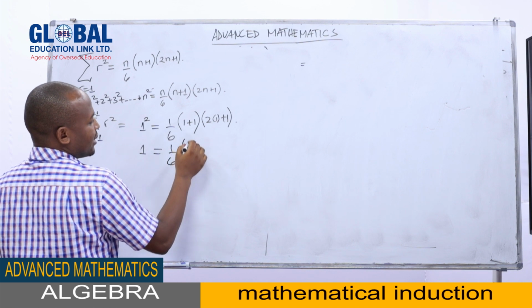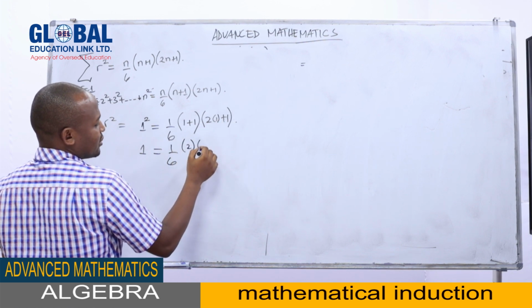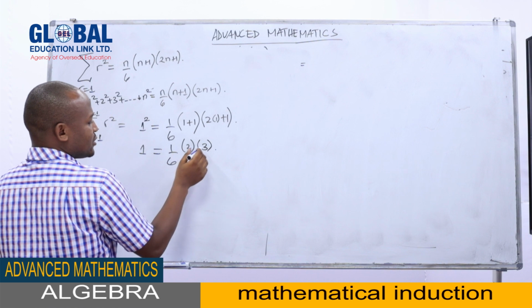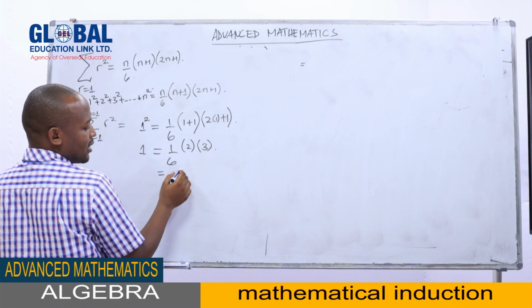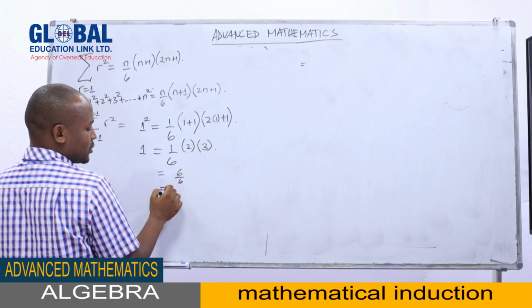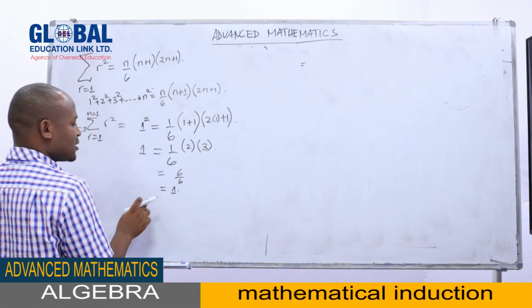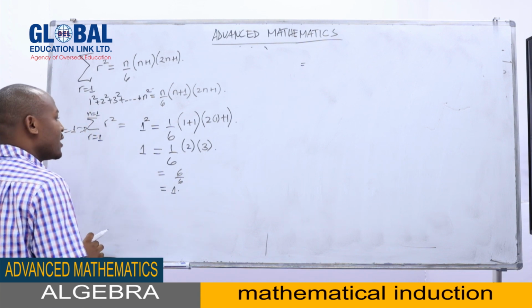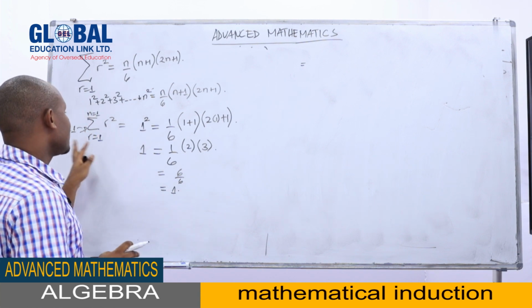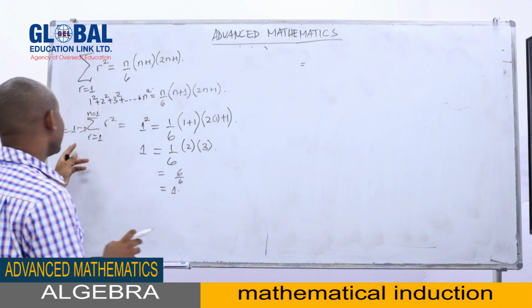Then there is 2, and if you look carefully, there is 3, and then 2 times 3 is 6. Then we have 6 over 6, which equals 1. That means the left-hand side is equal to the right-hand side. Therefore, it is true when n is equal to 1.